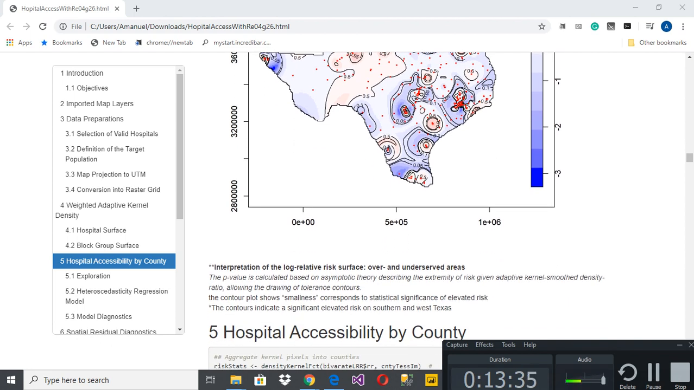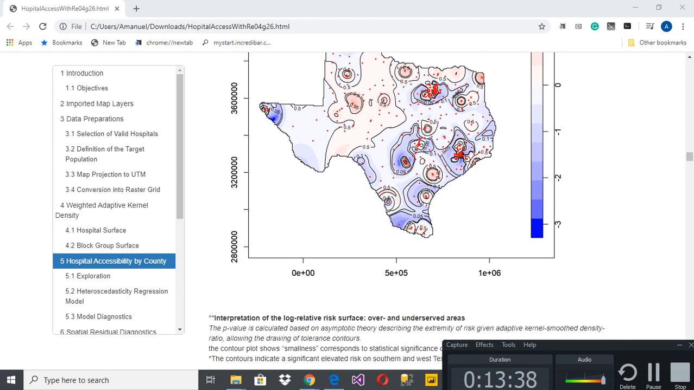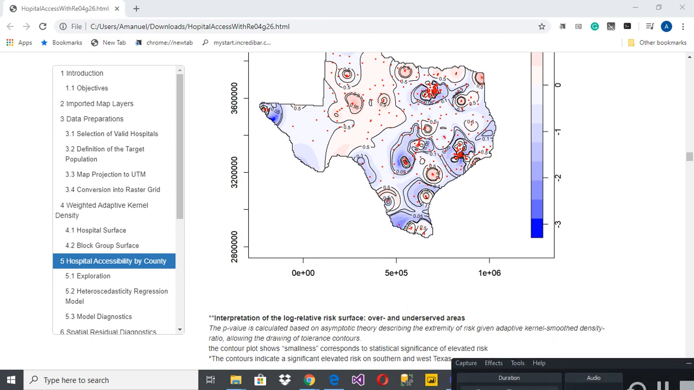And also this contour indicates a significant elevated risk, calculated based on asymptotic theory describing the extremity of risk. So the smallness corresponds to statistically significant elevated risk. For this area the numbers are small, which shows high risk, and for this area the p-value is 0.95.